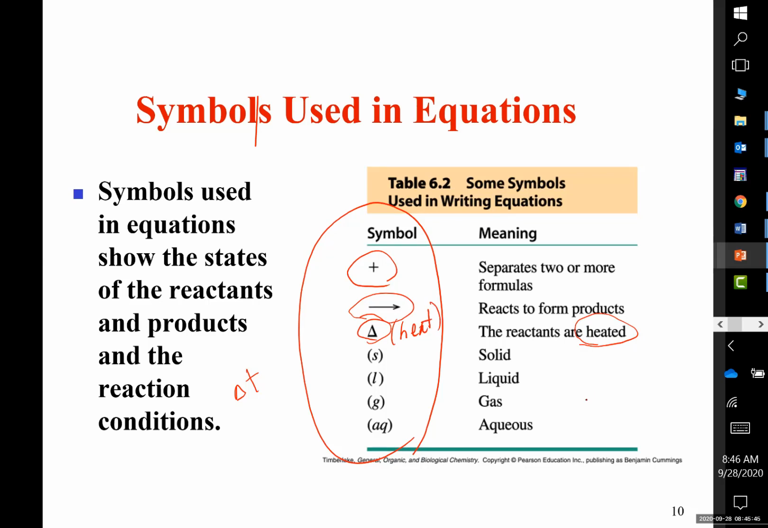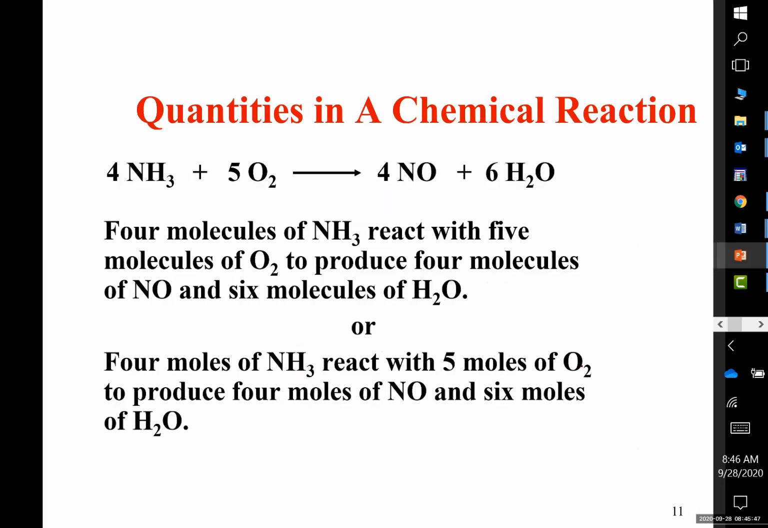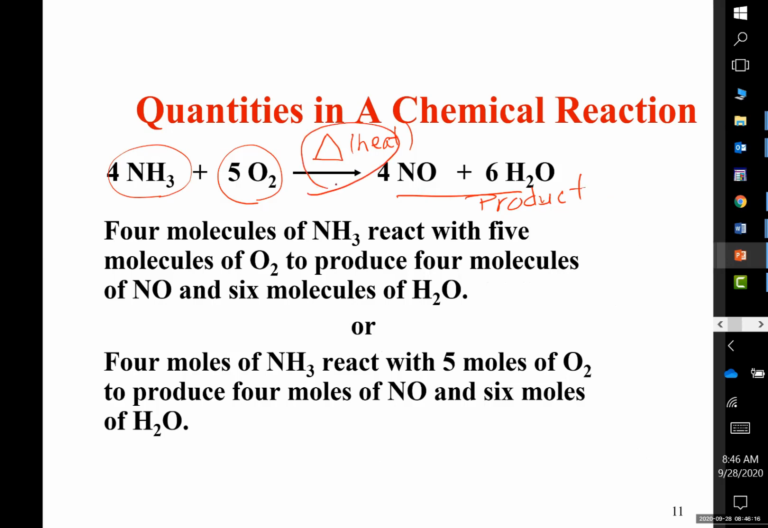Another word, if I go back, if I write this here, it means these two reactants need heat to form these products. Without heat, this reaction is not going to happen. That's why we have delta above the arrow. That's the meaning of delta.